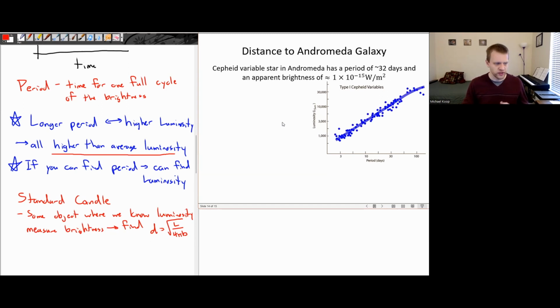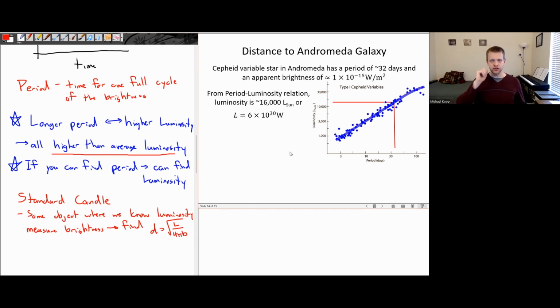So I just want to walk through this calculation. We're not going to actually do these calculations ourselves. We're just going to use this as an example. But let's say we've got this Cepheid variable star in Andromeda and it has a period of 32 days, and a very small apparent brightness. Again, we're not going to do these calculations ourselves. We're just going to use this as a template. Well, if it's got this period, we can approximately measure the luminosity. And for this star, it's around 16,000 times the luminosity of our sun.